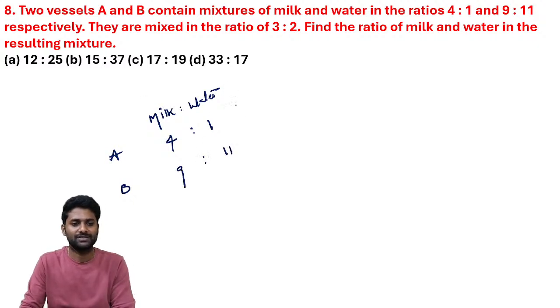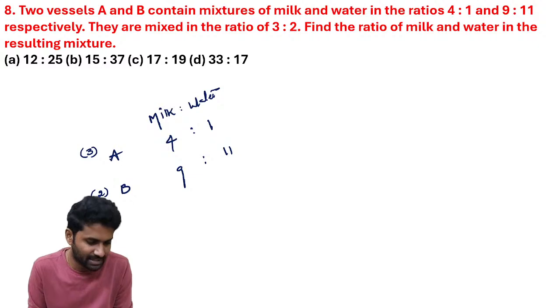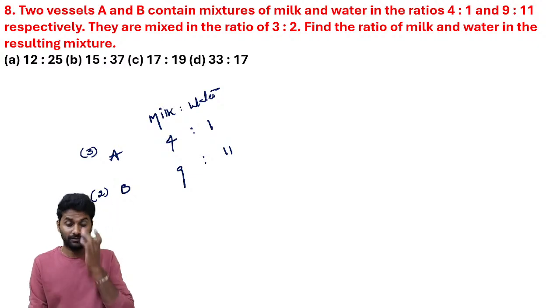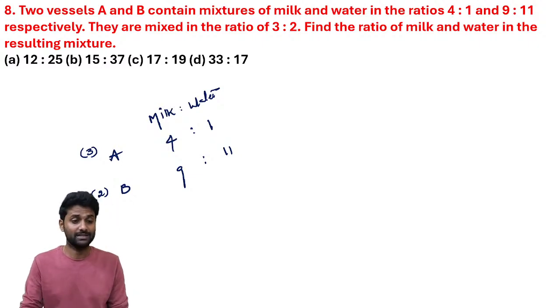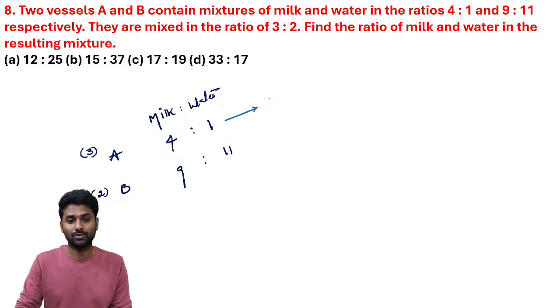Now they are mixed. We have to take 3 units from A and 2 units from B, so we have to mix in the ratio of 3 is to 2. Then find the ratio of milk and water in the resulting mixture. Guys, first of all, check the total quantity. Here the total quantity is 5. Here the total quantity is 6.